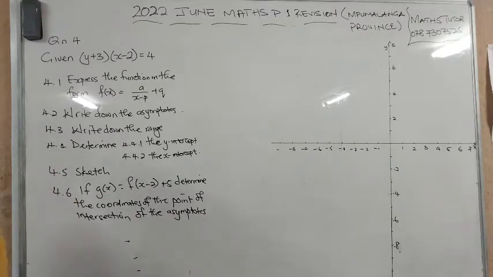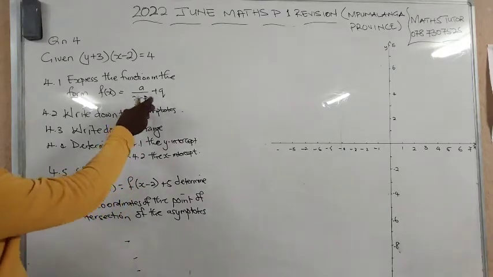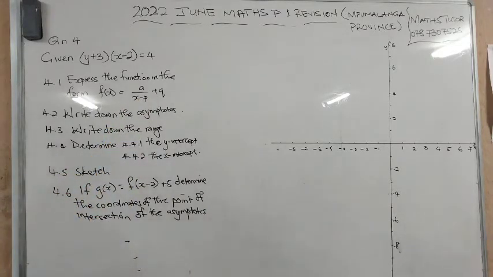Now, question number 4, we are given (y + 3)(x - 2) = 4. And they are saying express 4.1, the function in the form a over (x - p) plus q. And what we know is that this is a hyperbolic function, and this question is under functions.